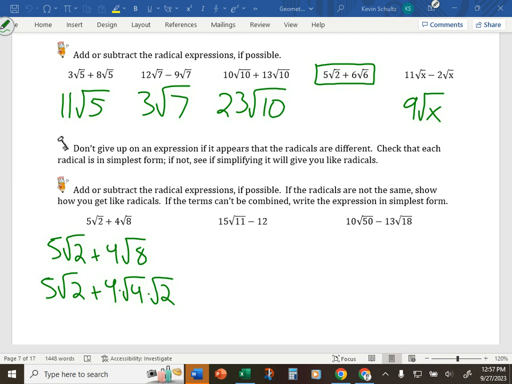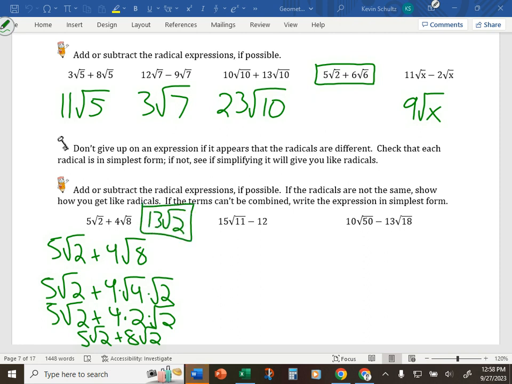So, root 4 being the perfect square, we have 5 root 2 plus 4 times 2 root 2. This becomes 5 root 2 plus 8 root 2. Wait, come again? Simplifying root 8 being 2 root 2. Oh, yeah. We get 5 root 2 plus 8 root 2. Can we add those now? Yes. 5 root 2 plus 8 root 2 gives us 13 root 2 as a final answer. I got it. Okay?